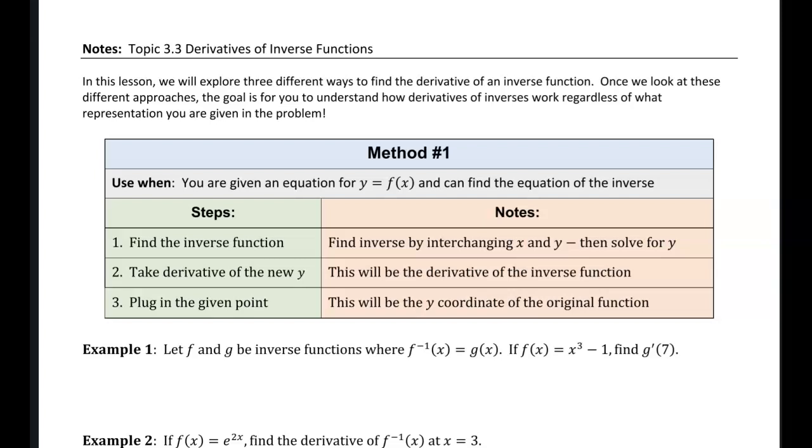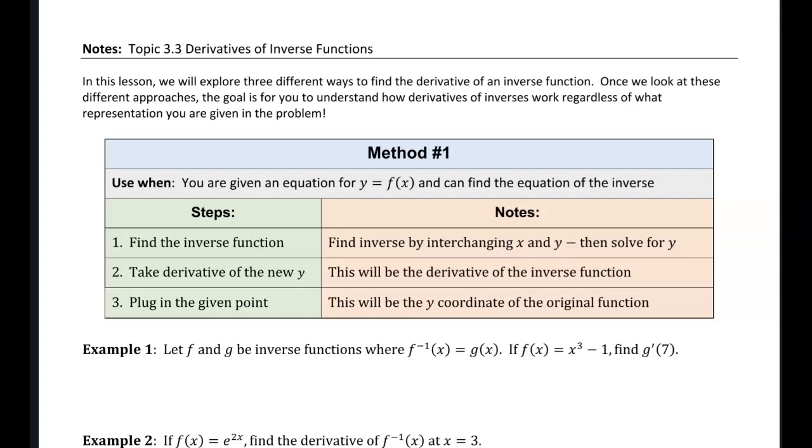In this video, I wanted to go over derivatives of inverse functions again, and just wanted to go over the three methods for finding derivatives of inverse functions. So the first method is to find the inverse function first, then take the derivative of the new y, and then plug in the given point.